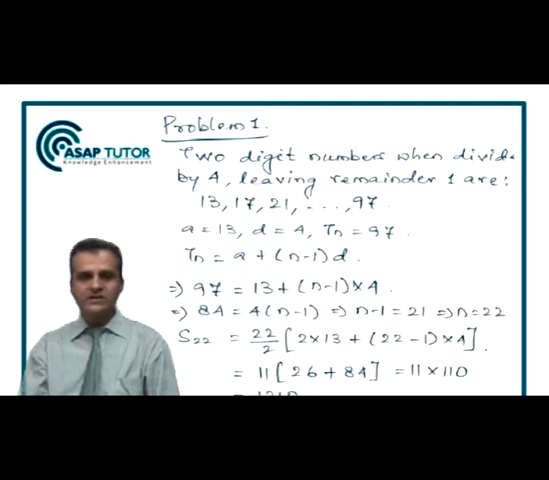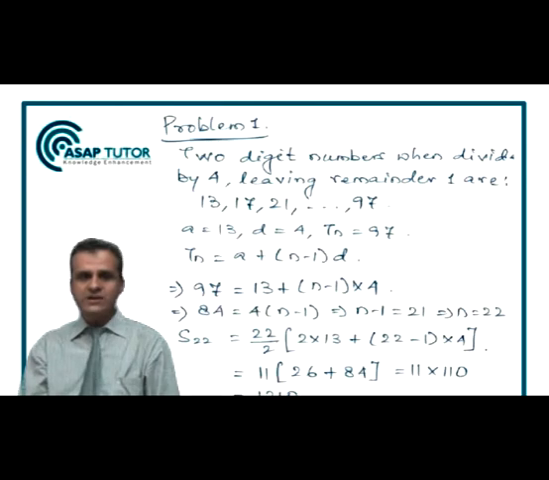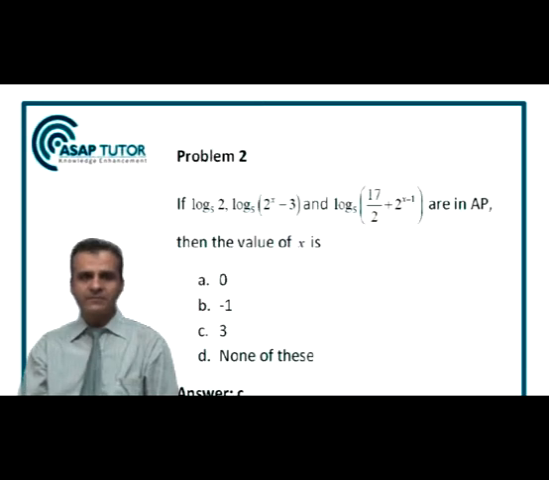So therefore the correct answer is 1210, which is the sum of the two-digit numbers which when divided by 4 will give the remainder 1.